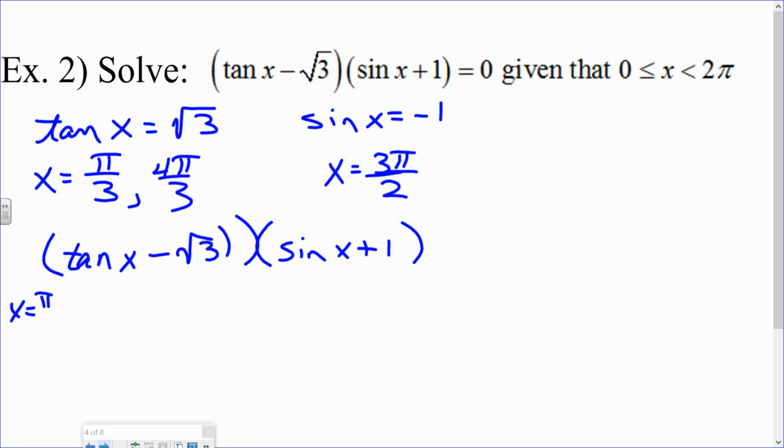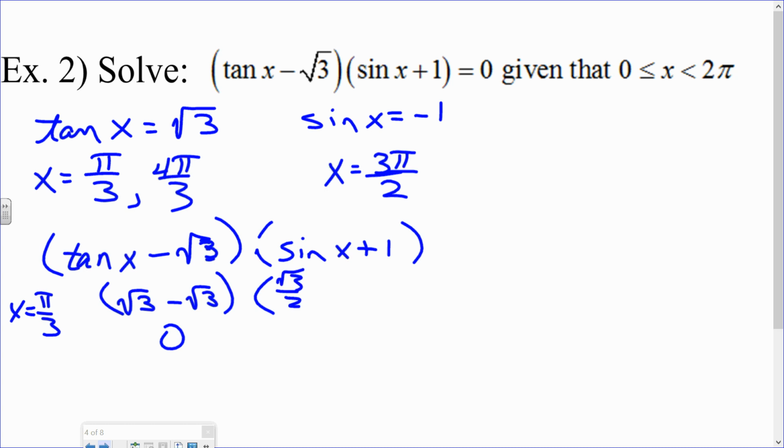So if x is pi over 3, the tangent is root 3. So this factor becomes 0. And then I would have times sine of pi over 3. Is that defined? Root 3 over 2? And is that something I can add 1 to? So that's a number. So 0 times a number is 0, so that works.